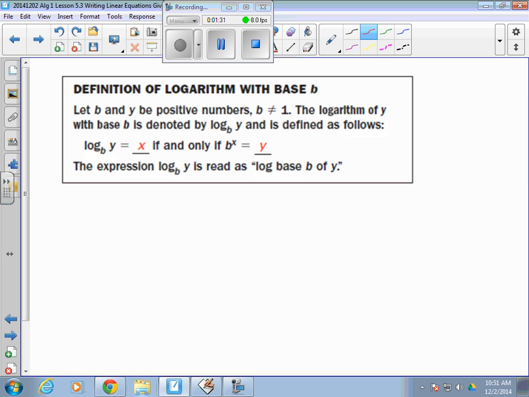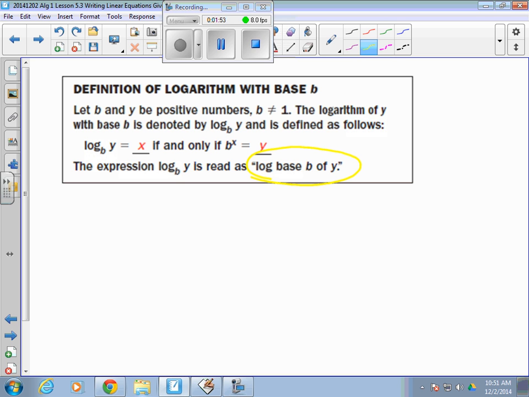The definition of a log with base b says let b and y be positive numbers, so you're not talking about negatives yet. And let b not equal 1. The logarithm of y with base b is denoted as log base b of y and is defined as follows. This is the biggest key to all of this, and I told this to about 4 or 5 of y'all a little while ago.